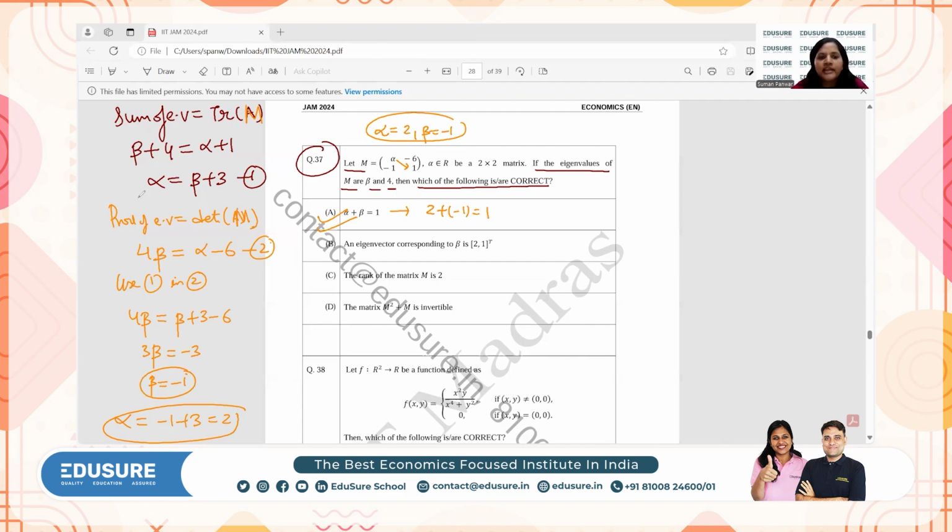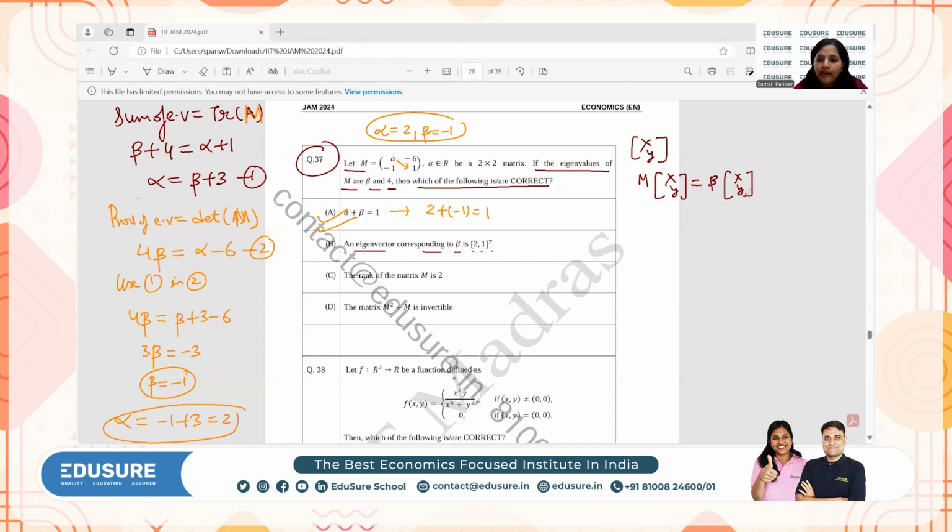So the first one is correct. Now let us look at the second one. An eigenvector corresponding to beta is (2, 1) transpose. So let (x, y) be the eigenvector corresponding to beta. What does it mean? It means M times (x, y) is equal to beta times (x, y). This is the definition of eigenvector.